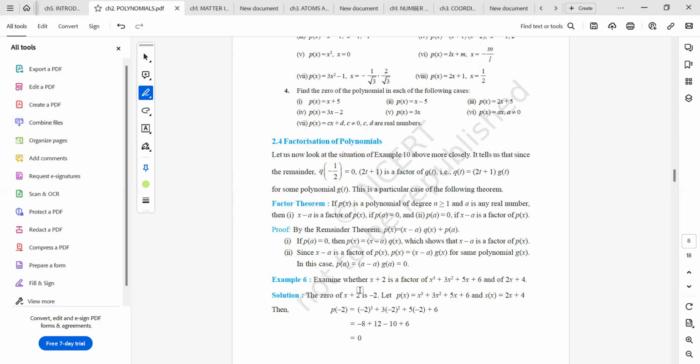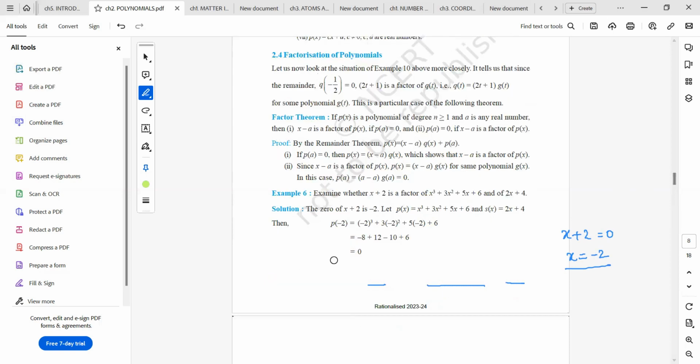So first it says, examine whether x plus 2 is a factor of this. If x plus 2 is a factor, then it will be a zero of the polynomial. Like if you want to check that x plus 2 is a factor of this cubic equation, and of 2x plus 4. So first you need to check for x plus 2, then you need to check for 2x plus 4. If x plus 2 is a factor, that means x plus 2 equals 0. So x equals minus 2. So simply put x equals minus 2 in this equation. And if you are getting 0, that means it is a factor because it is a zero of the polynomial. You're getting 0, that means x plus 2 is a factor.